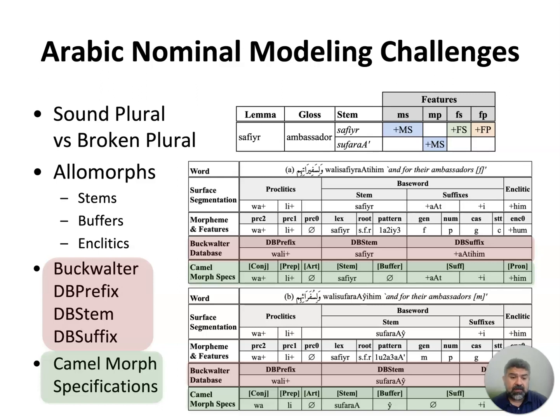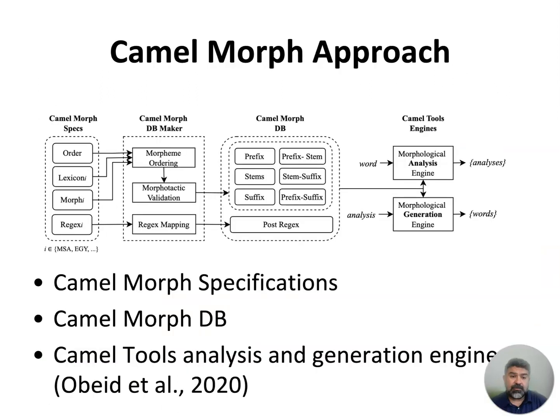And that basically gives us more power of control to decide and update and change instead of changing entries in a database of suffixes that basically encode all the combinations by hand. This gets me to the Camel Morph approach, where basically we would have the Camel Morph specifications that specify things like the order, the lexicon entries, the morphology, and additional regex also that can help with cleanup of the forms. Then we have a piece called the database maker, and this is this component here that compiles, if you may, into the form of the prefix, stem, suffix, and their compatibilities that are used in the Buckwalter approach and inside of the Camel Tools system.